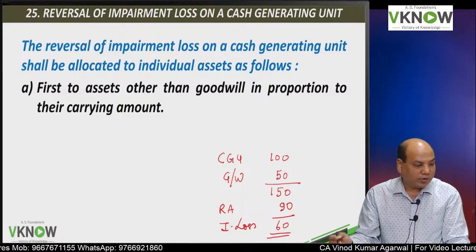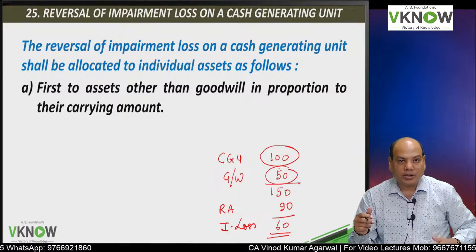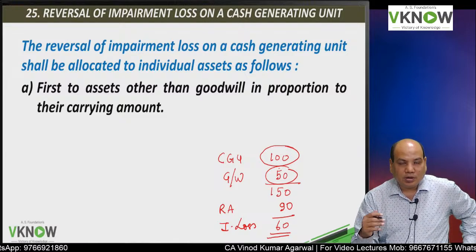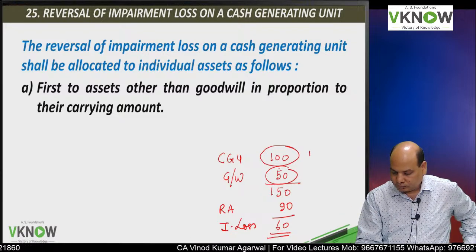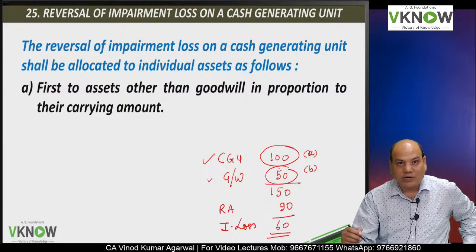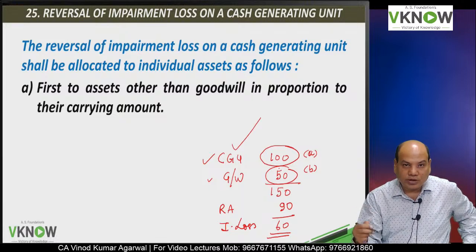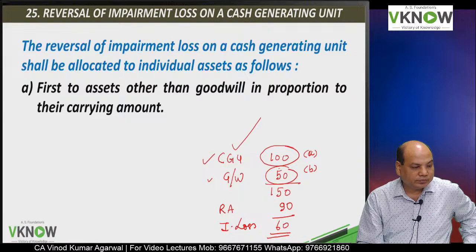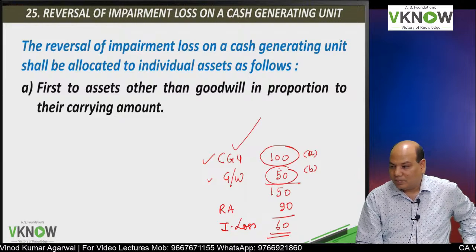Where will I reverse first? Will I reverse over the CGU first, or will I reverse over goodwill first? In case of reversal of impairment, impairment of which asset will be reversed first? Option A, CGU. Option B, goodwill. Suppose there is a reversal of 10 rupees. Should I reverse over CGU or over goodwill? Please reply. Which asset's impairment will be reversed first?